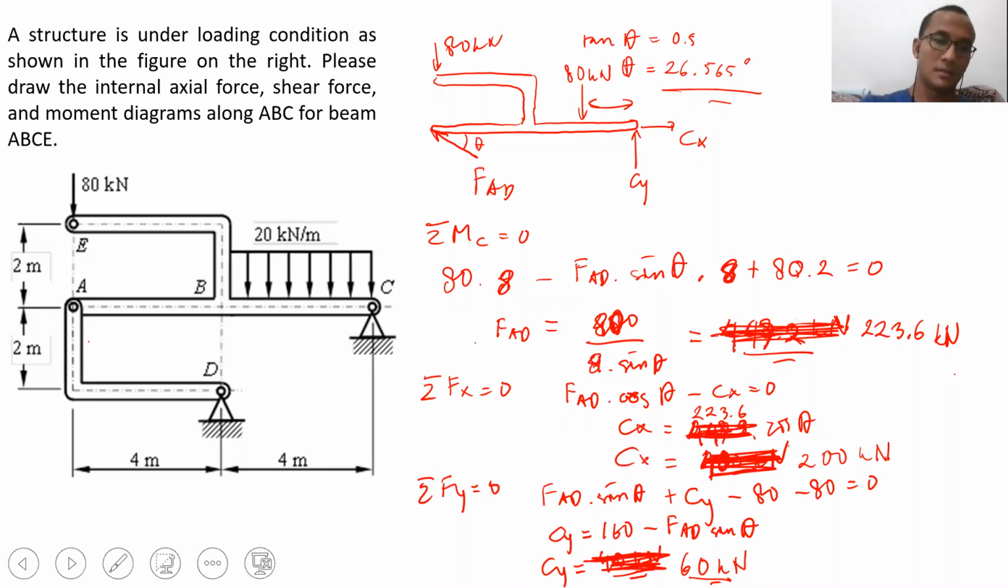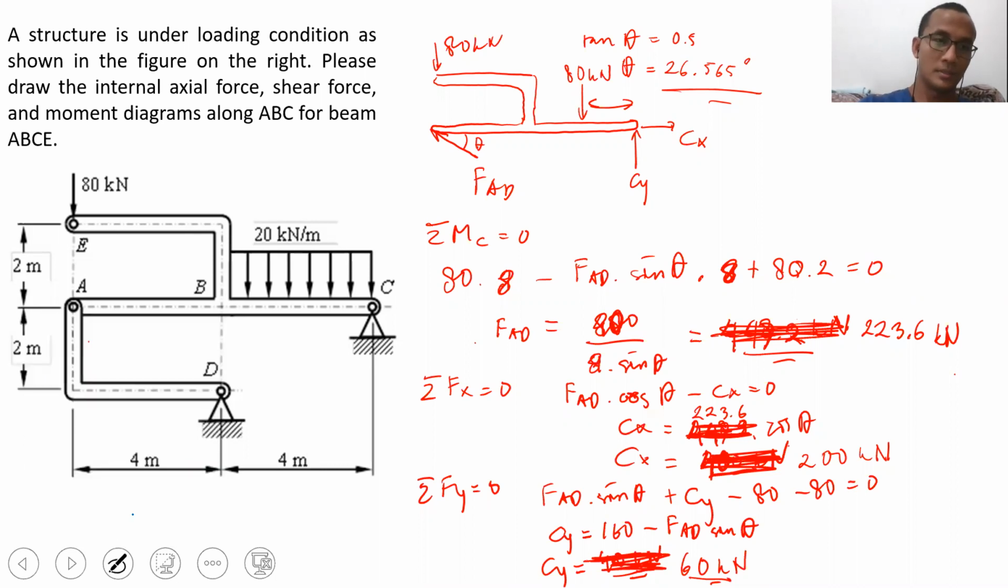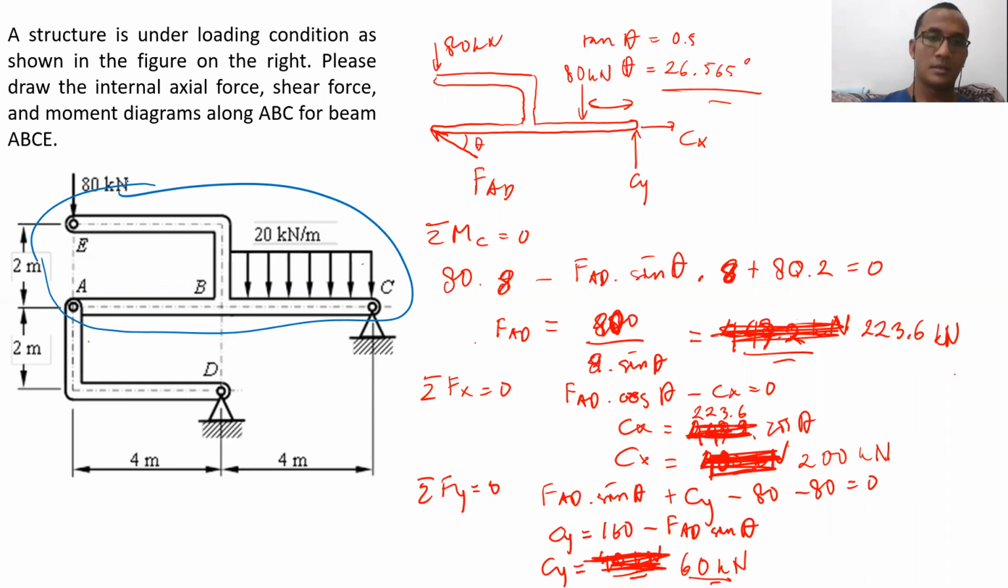Okay, and the thing that you have to know is, this is the problem. The one in question is the stress distribution along the ABC section, this particular section, which is part of the member ABCE. Okay, this one. And that's the question.